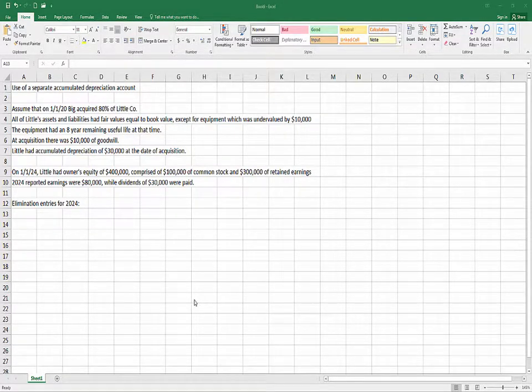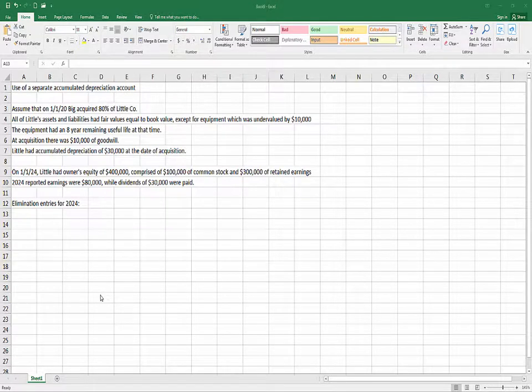At acquisition, there was also $10,000 of goodwill. So the total differential was $20,000, $10,000 of which was ascribed to undervalued equipment, the balance of which was ascribed to goodwill. And Little had accumulated depreciation of $30,000 at the date of acquisition. On January 1st, 2024, so several years later, Little had owner's equity of $400,000, comprised of $100,000 of common stock and $300,000 of retained earnings. 2024 reported earnings were $80,000, while dividends of $30,000 were paid. And the requirement is to prepare elimination entries for 2024.